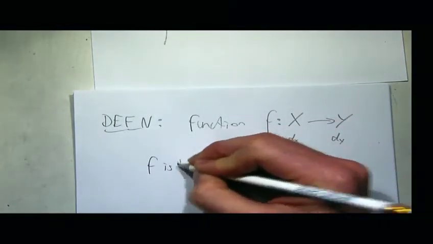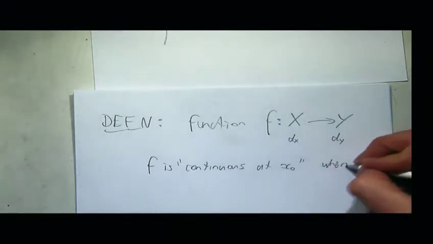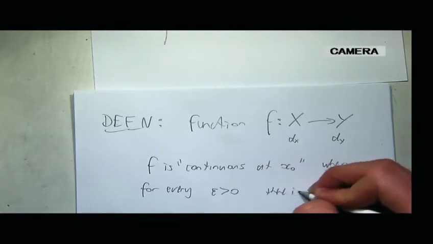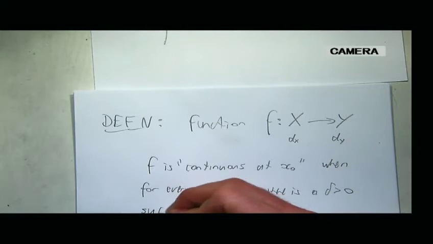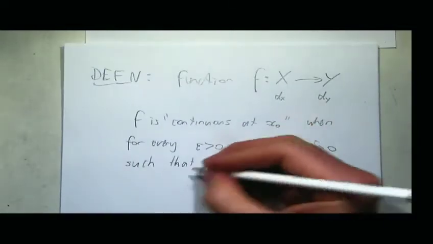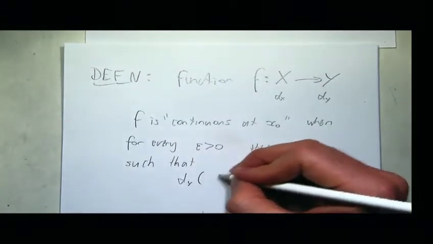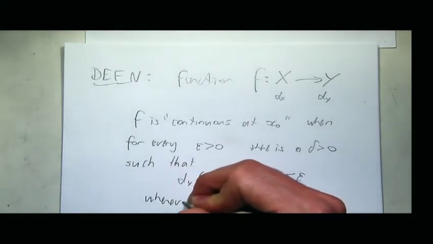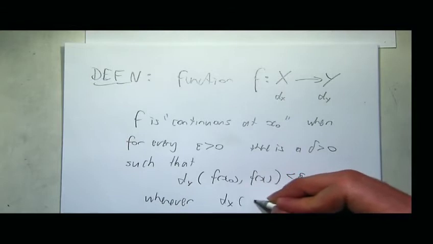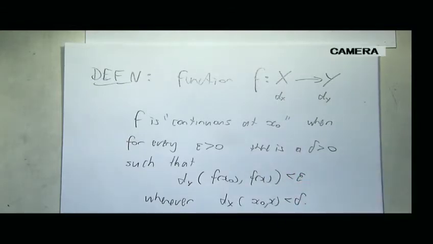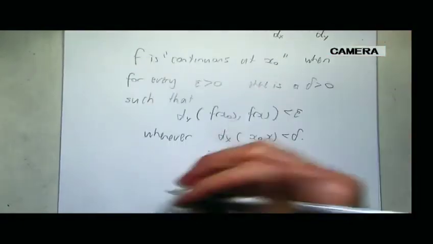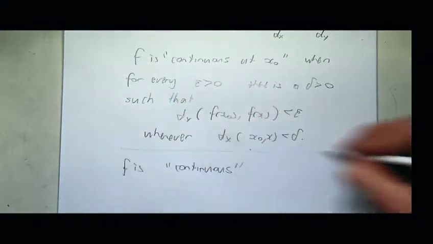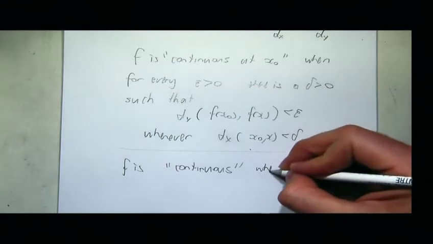continuous at a point x naught when for every epsilon greater than 0 there is a delta greater than 0 such that the distance in y between f of x naught and f of x is less than epsilon whenever the distance in x between x naught and x is less than delta. And f is just the word continuous, as opposed to continuous at x, when it's continuous at every point.